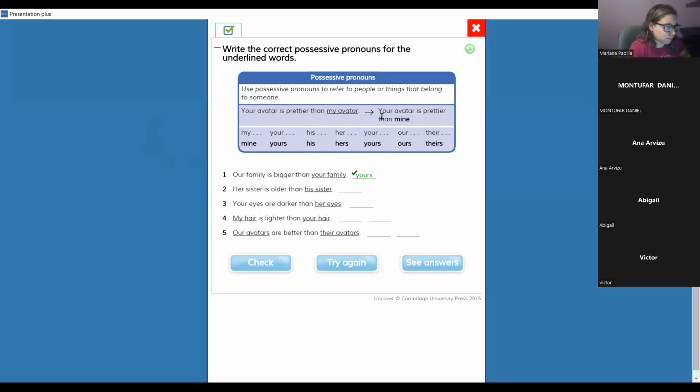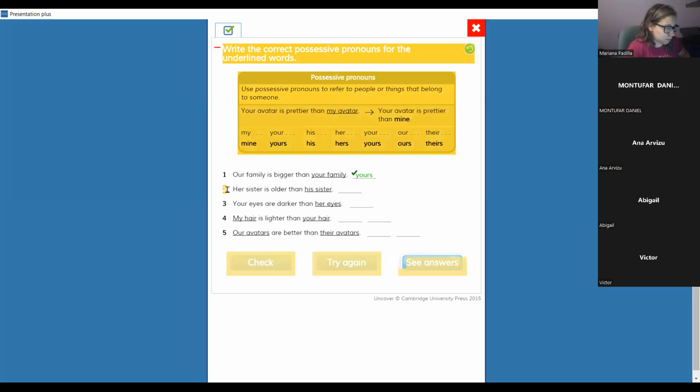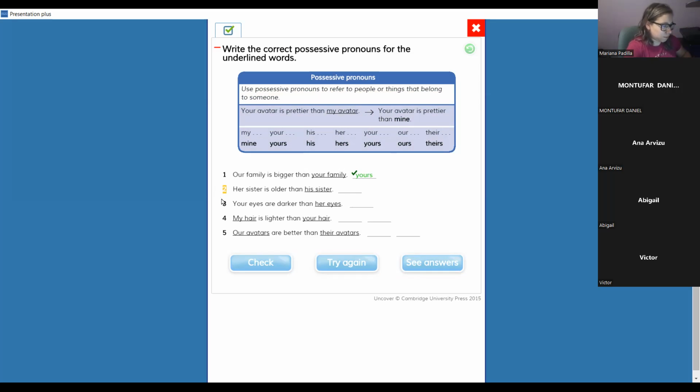And what we did was change your family to yours. Our family is bigger than yours. Nuestra familia es más grande que la tuya. Perdón, nuestra familia es más grande que tu familia. Se convierte a nuestra familia es más grande que la tuya. So we're going to do the same thing for sentence 2, 3, 4, and 5.